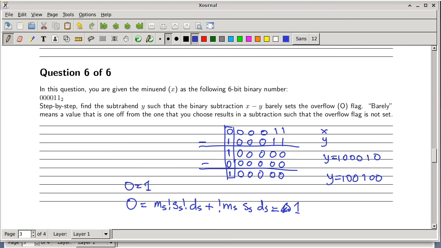Because it impacts this one, which turns this one into a 1, which turns this one into a 1, which turns this one into a 1, which turns this one into a 0, and we don't have an overflow anymore. So that's what I meant when I said, if you make a change of 1 to the value that you have chosen, in one particular direction, it would not have set the O flag anymore. That is what I meant by barely.